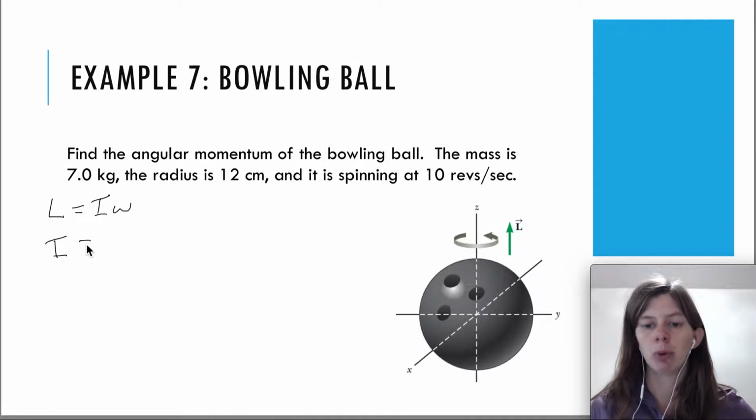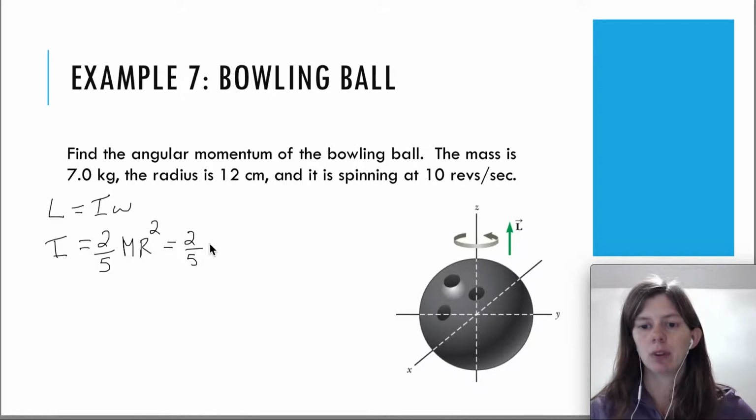I is equal to the moment of inertia of a solid sphere. We assume it's solid. We ignore the finger holes. That's 2/5 mr squared. So we can plug in what we are given. We have 2/5 times 7 times 0.12, the radius here, 0.12 squared. And that's going to give us 0.04 kilograms times meter squared.